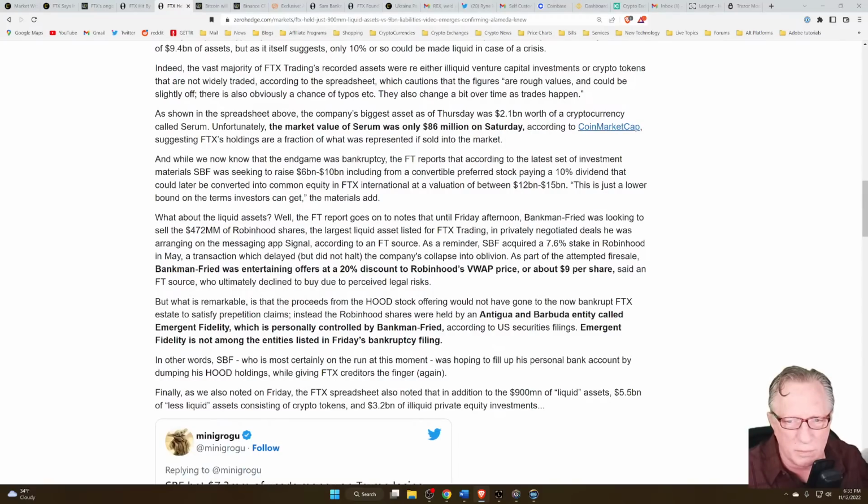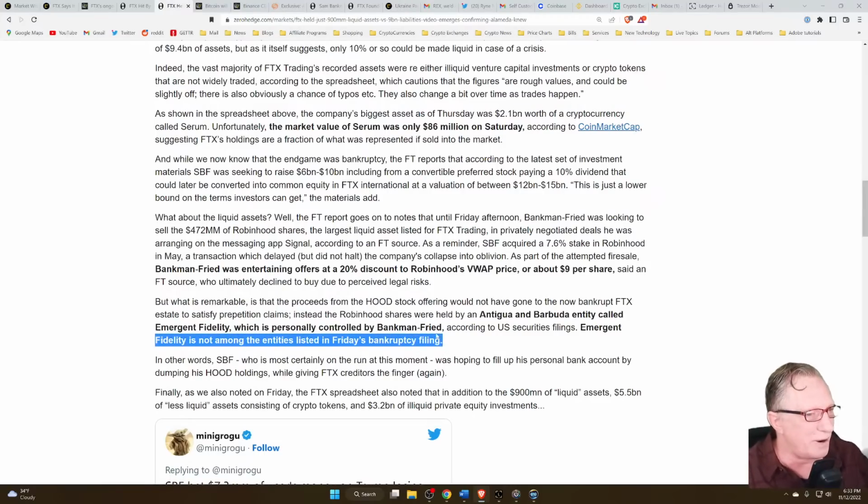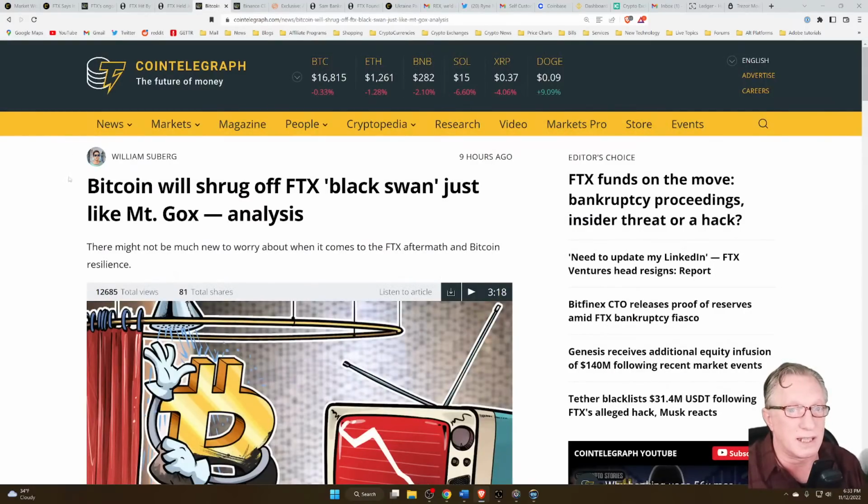Robinhood shares were held by an Antigua and Barbuda entity called Emergent Fidelity, which is personally controlled by Bankman-Fried. According to U.S. security filings, Emergent Fidelity is not among the entities listed in Friday's bankruptcy filing. So here he is trying to sell the one asset that they held and get it into his personal account or some account not attached to. And it just gets deeper. But anyway, I wanted to cover these two stories.